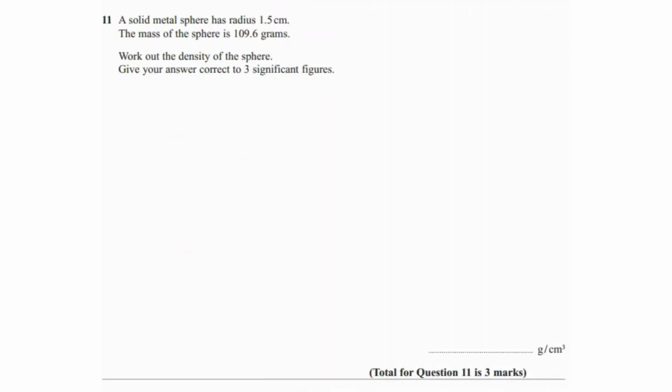Then this one, it says a solid metal sphere has a radius of 1.5 centimeters. The mass of the sphere is 109.6 grams. We have to work out the density of the sphere. Give the answer correct to three significant figures. So volume of a sphere is 4 over 3 pi r cube. So that's 4 over 3 pi times 1.5 cube. You need to remember that as the shape changes, the formula for the volume would also change.